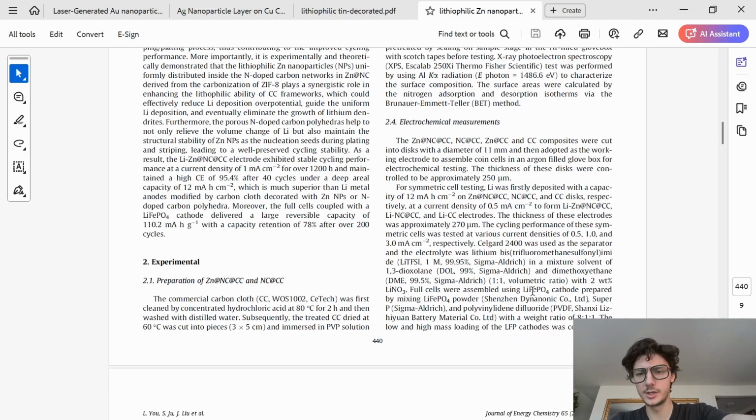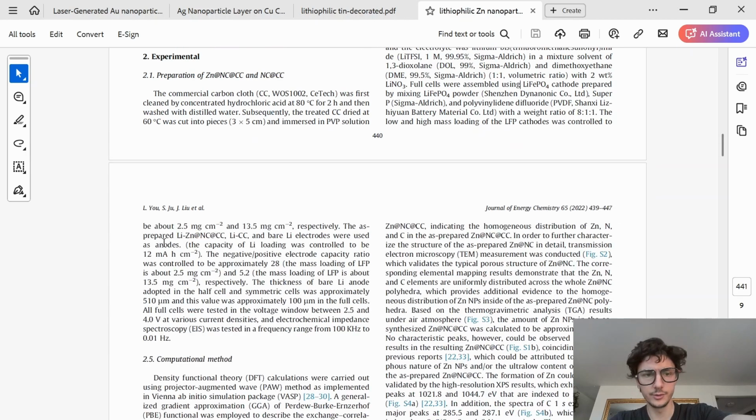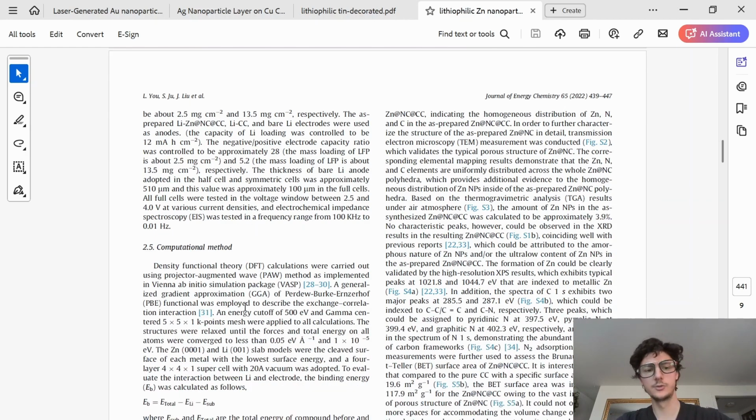Full cells were assembled using the classic cathode that was used in the other papers. They give some more information about that, on high mass loading, controlled to be this. And bare lithium electrodes were used as anodes. The negative to positive electrode capacity ratio is controlled to be approximately 28. The thickness of bare lithium anode adopted in half cell and symmetric cells was approximately this. Okay, so I'm zooming through this.